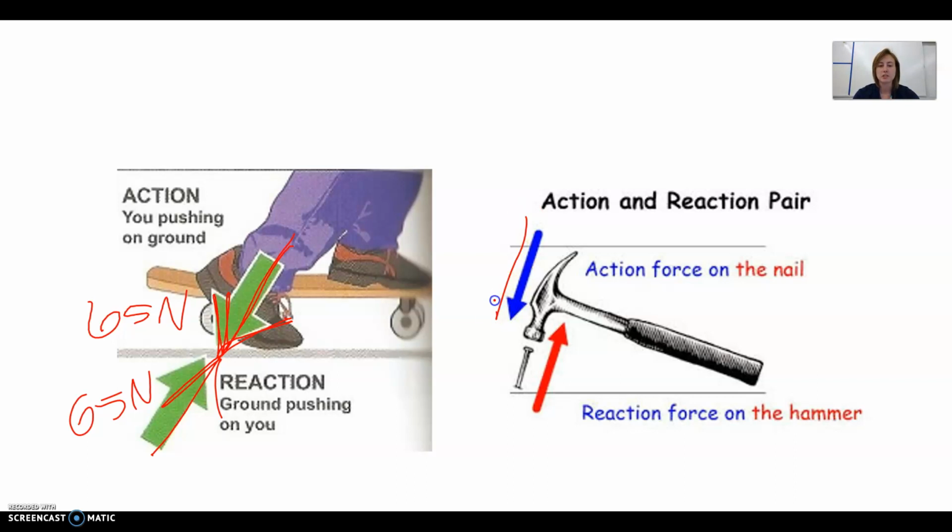Same with hammering in a nail. The hammer is pushing down on the nail, and the nail pushes back up on the hammer, right? That's why sometimes the hammer can like recoil. It doesn't always, but sometimes it does because of that reaction force.